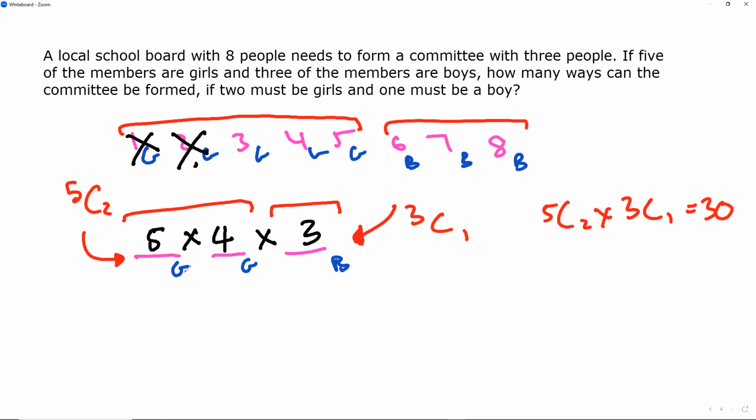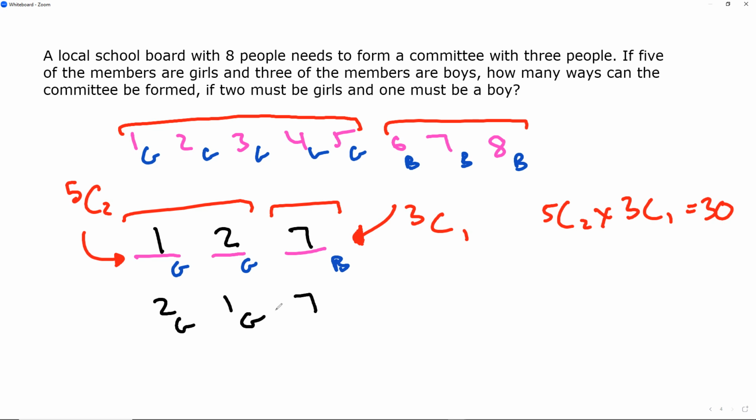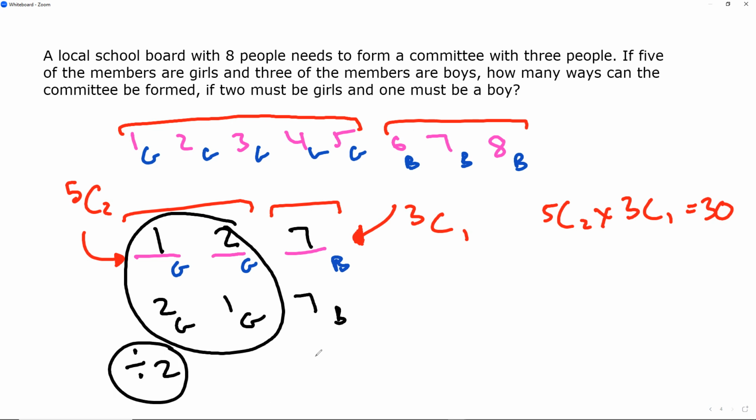Now remember, these two are interchangeable. If girl one goes here and girl two goes there, girl two could go here and girl one could go there. So we have a repeated option. Let's say specific first people are chosen: 1G got chosen, 2G got chosen, and 7B got chosen. We can arrange this as 2, 1, 7 as well, right? Where it's also girl, girl, boy. And so here we remove that repetition by dividing by 2 because there's two options.